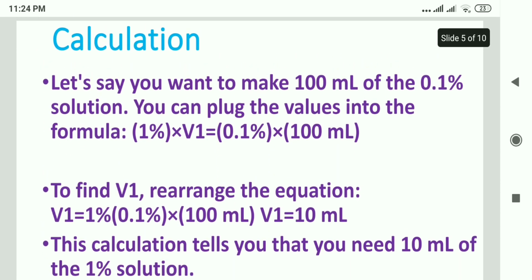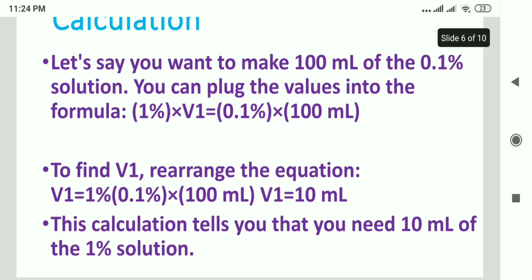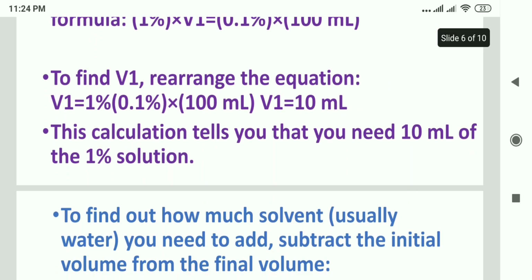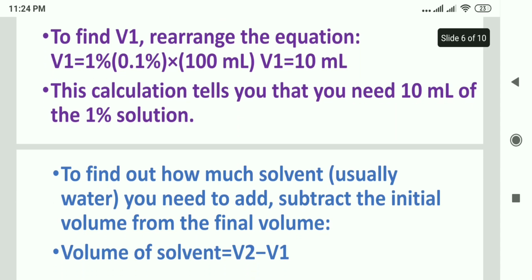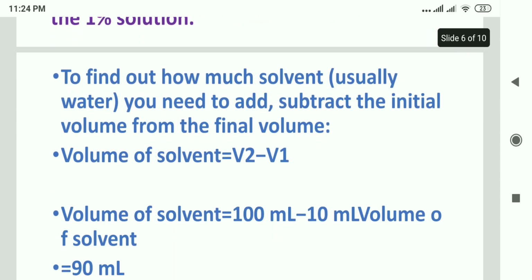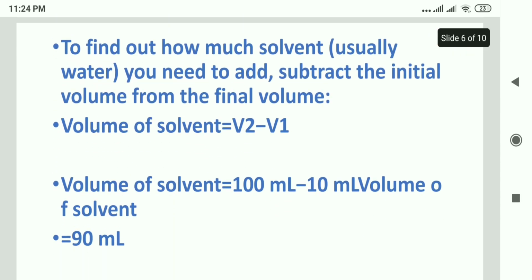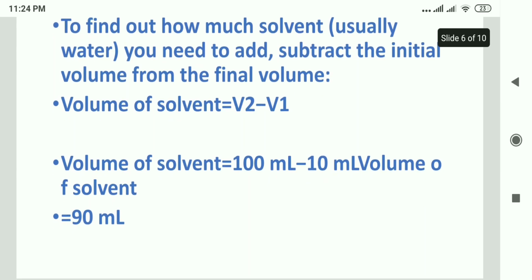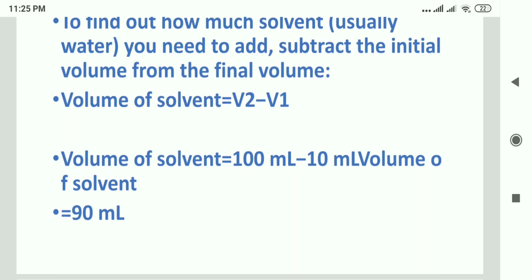So now the calculation. Let's say you want to make 100 milliliters of the 0.1% solution from the 1% solution. You can plug the values into the formula: concentration times volume 1 equals 0.1% times 100 milliliters. To find V1, rearrange the equation, which gives 10 milliliters. This calculation tells you that you need 10 milliliters of the 1% solution. To find out how much solvent, usually water, you need to add, subtract the initial volume from the final volume: V2 minus V1.